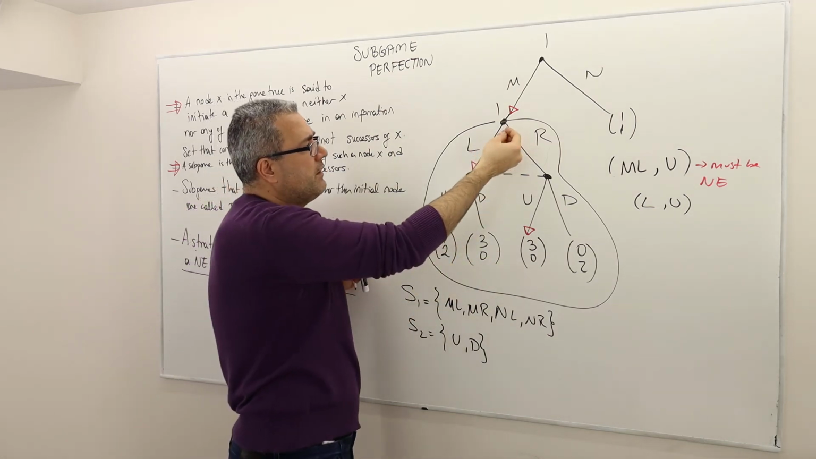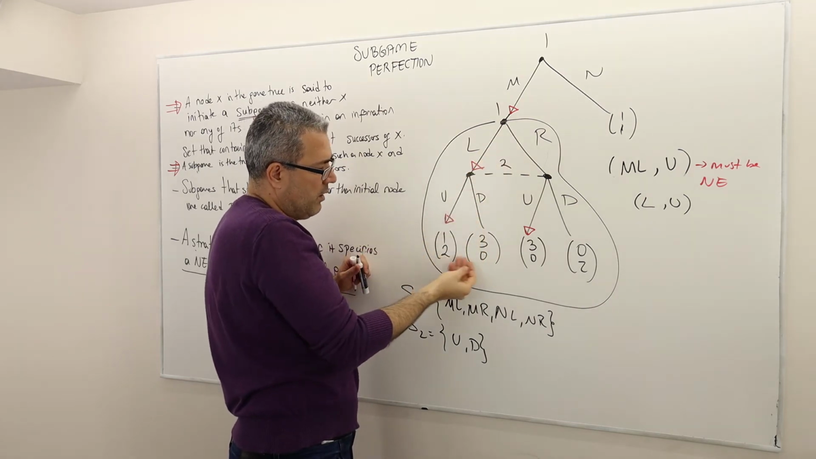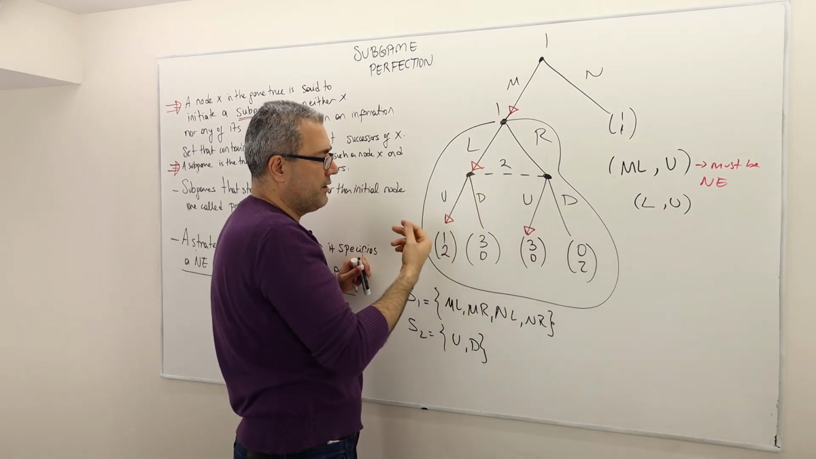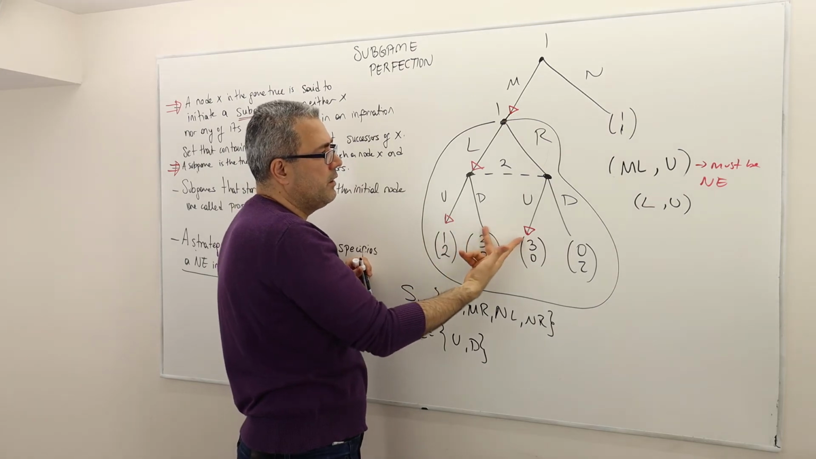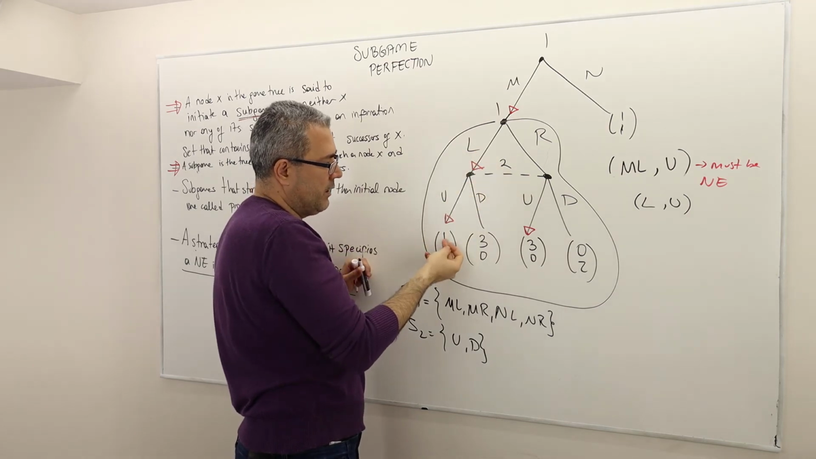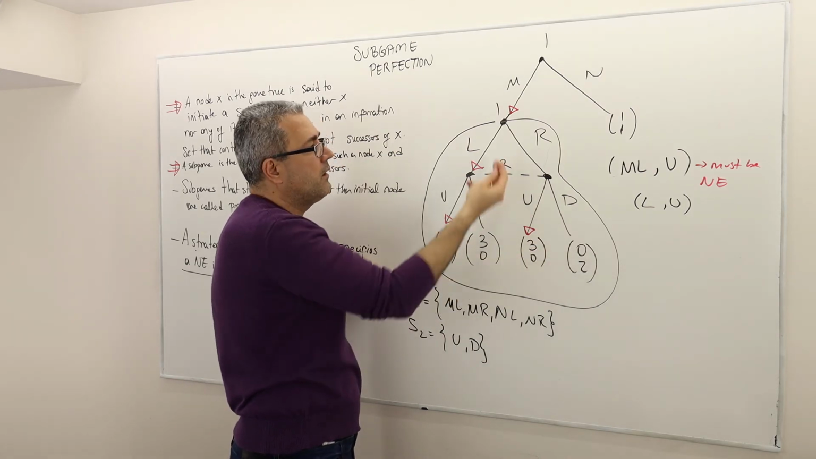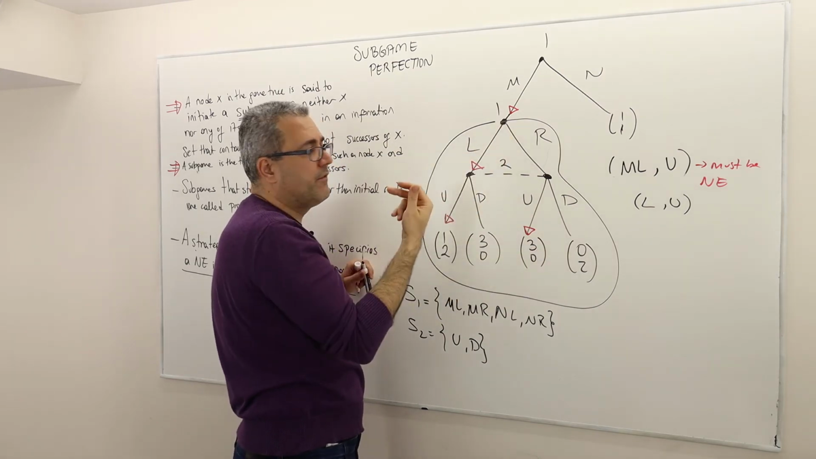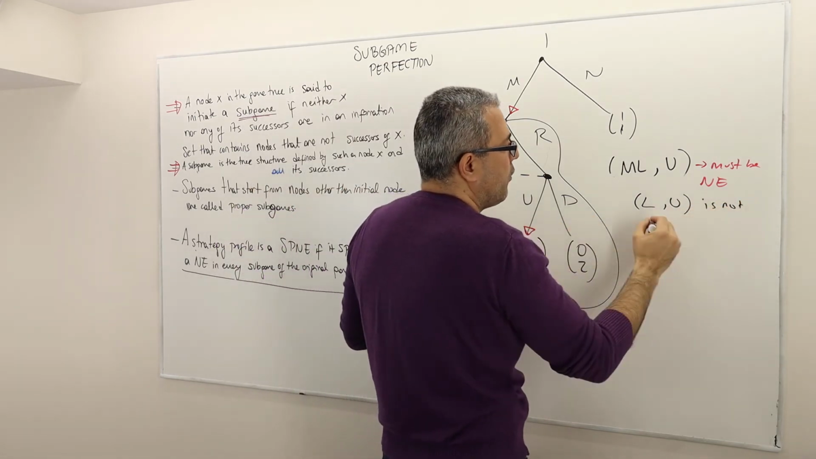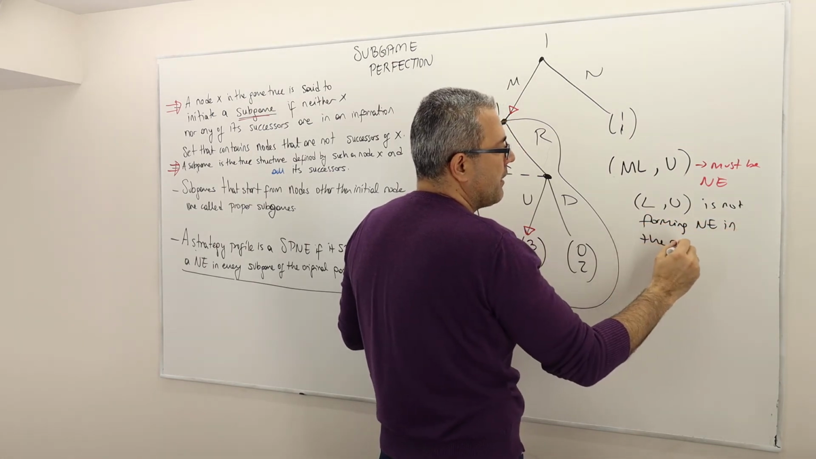Well, let's check. Given that player 1 plays L, is it a best response for player 2 to play U? It is, because 2 is higher than 0, so U is the best response to L. Now, given that player 2 is playing U, is it a best response for player 1 to play left? If he plays left, he's getting 1. If he were playing right, he would actually get 3. So player 1's best response is not left. Therefore, LU is not forming a Nash equilibrium in the proper subgame.